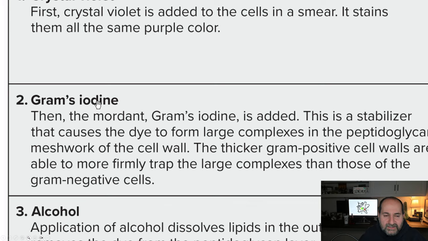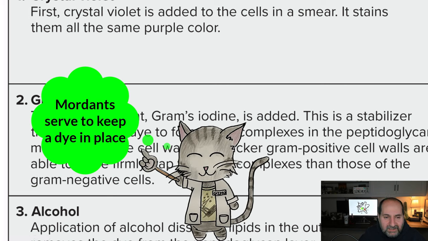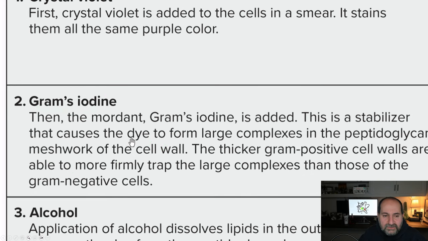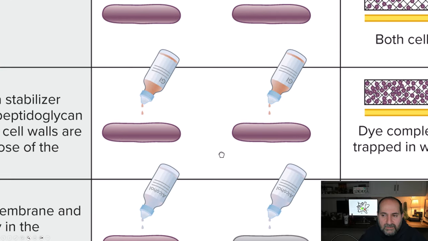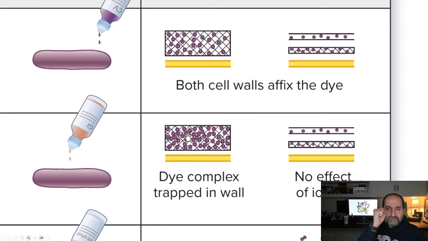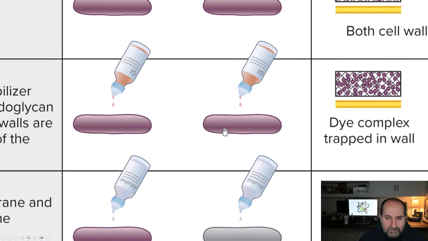Next, Gram's iodine is added as a mordant. You should know that mordants are substances that keep a dye in place. When you add Gram's iodine, it complexes with the peptidoglycan meshwork and with crystal violet, and so it makes the dye thicker. Imagine if this is crystal violet. Iodine will complex with crystal violet, forming a di-iodine complex. That makes the crystal violet dye stay in place. It makes the crystal violet less permeable in the cell. It prevents the crystal violet from leaving the cell wall as easily. So at this point, both gram-positive and gram-negative cells will be purple.